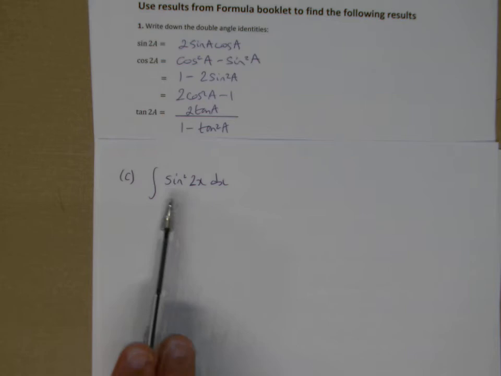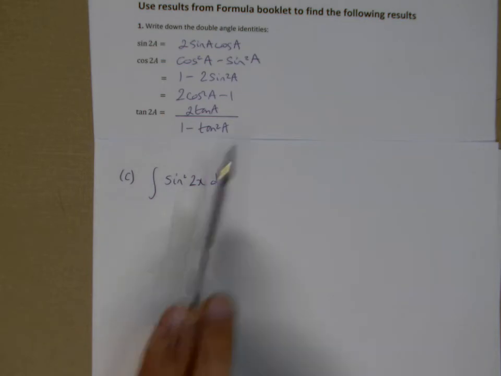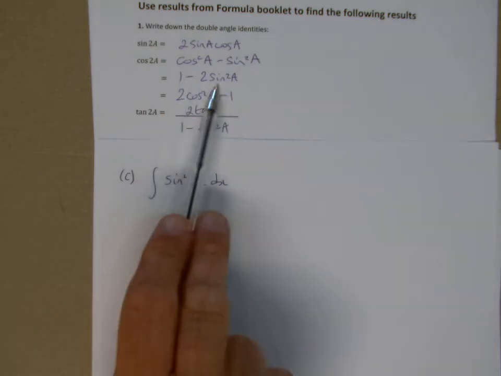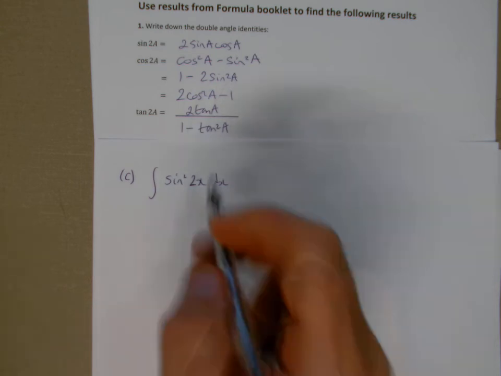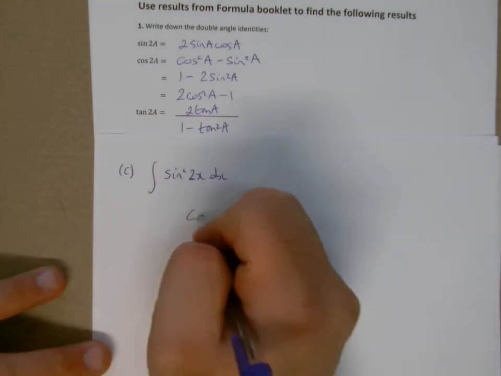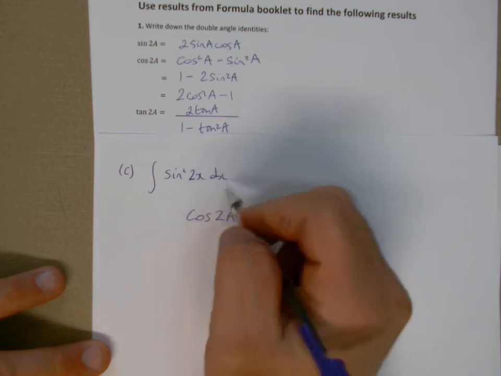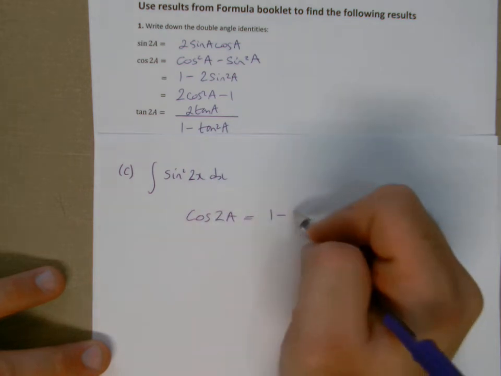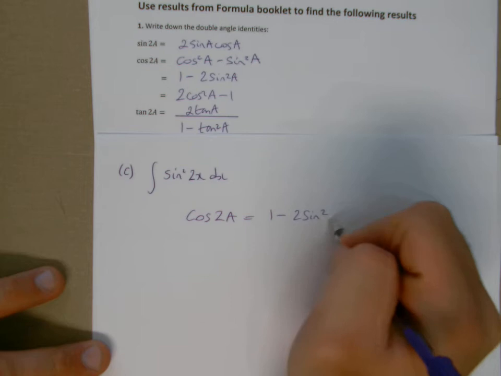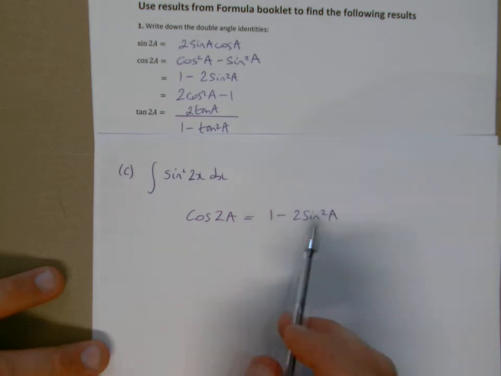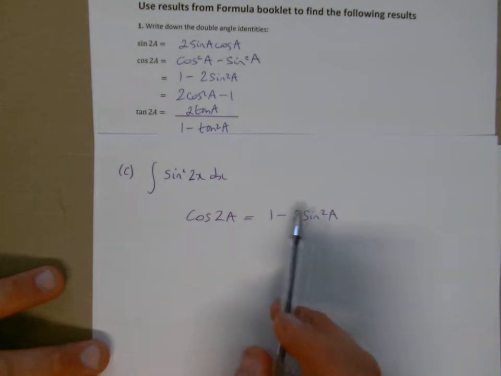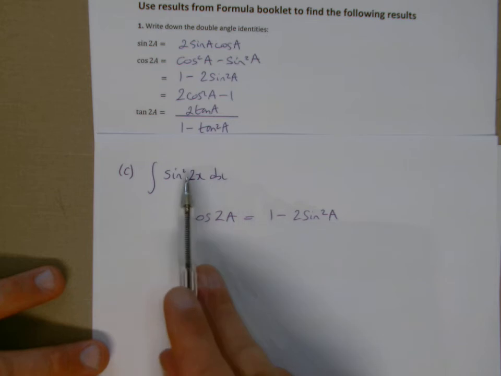Because I want to integrate sine squared, I've got to use the middle formula. We should be happy with that. So let's write that out now, just as I've done before. Don't worry about that 2x for a minute, it's not an issue. The idea is that we rearrange this so I get sine squared equals.